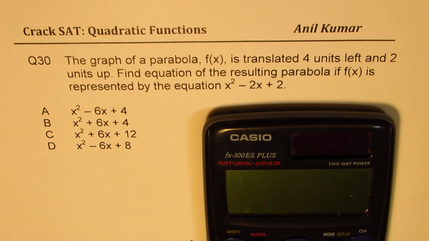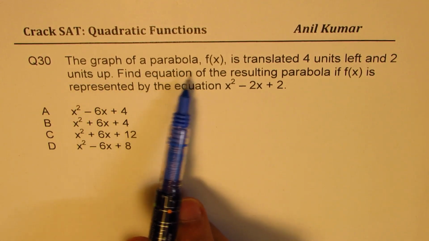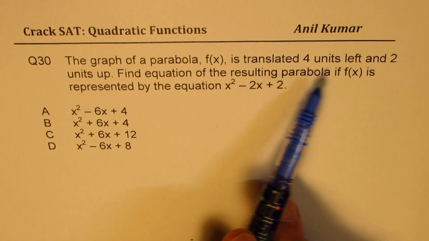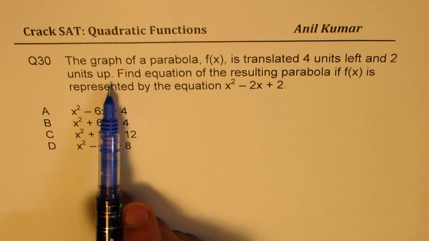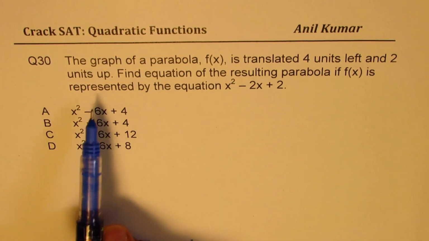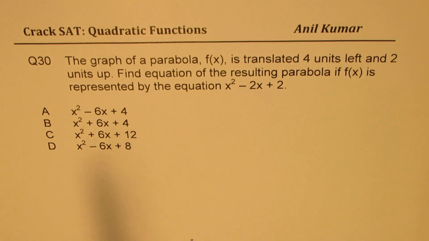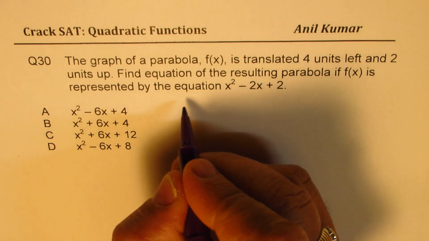Here is one of the best questions which you can get on SAT. This is rated as question 30 in your paper 4 where calculator is allowed. The question here is, the graph of parabola f of x is translated 4 units left and 2 units up. Find the equation of the resulting parabola if f of x is represented by the equation x squared minus 2x plus 2. So we'll see how to solve such a question with actual methods.